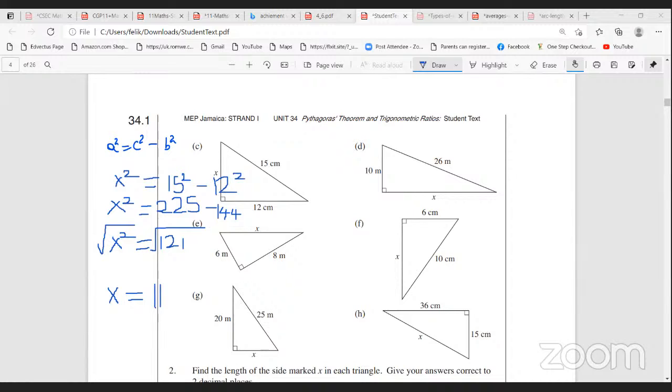What is 225 minus 144? 144, yes, miss. What number is that? Oh, yeah. You went too fast. Yes. Alright, so let me erase one.